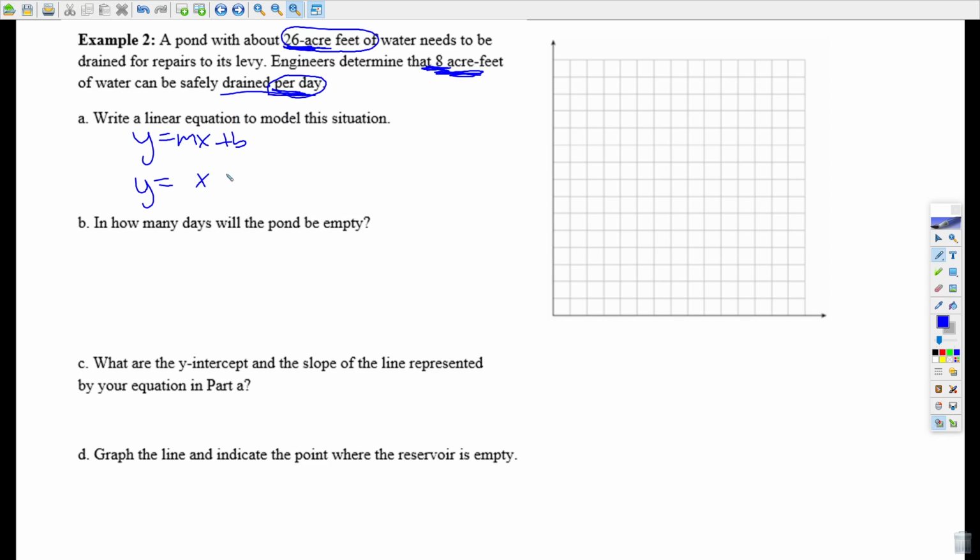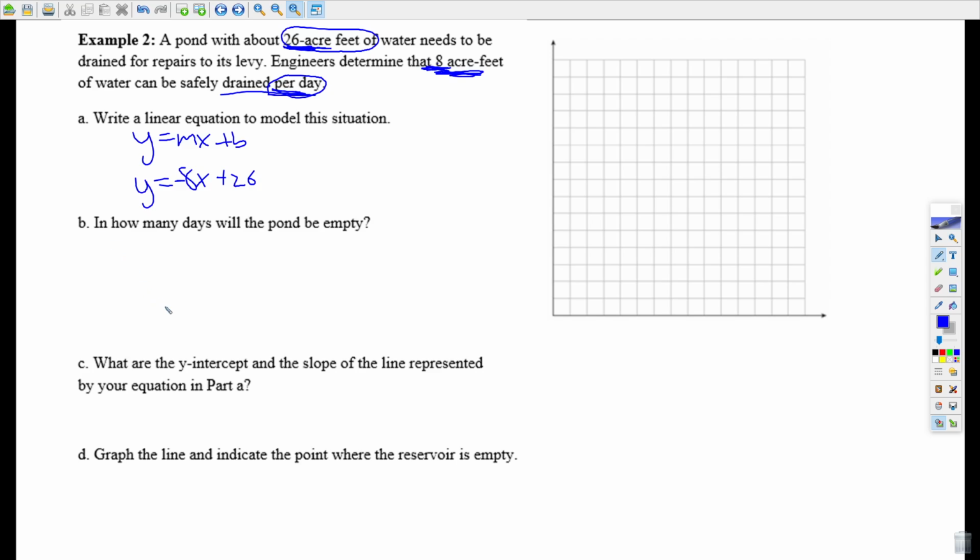So we're starting with 26. So we put plus 26. That's your starting point. And since it's going down, what do you think we're going to put in here? Not just 8. Since we're draining the water, we want to go ahead and put a negative in front of it. So it should be negative 8x plus 26.